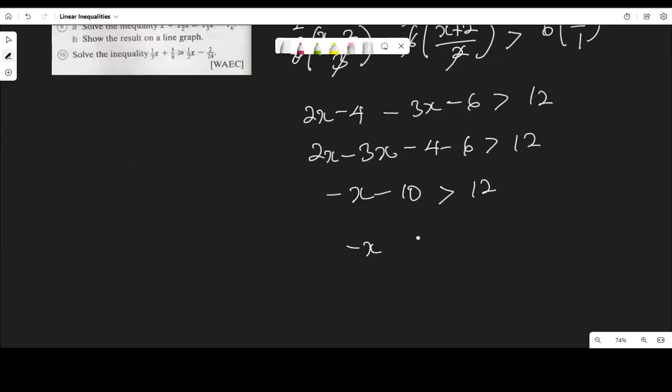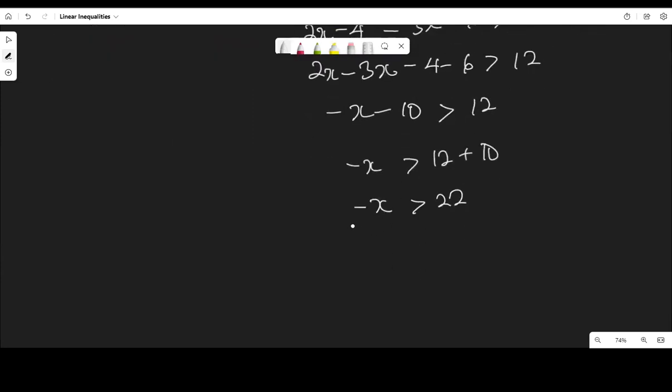Minus s is therefore greater than 12. This minus 10, when crossing this side, becomes plus 10. Minus s therefore is greater than 12 plus 10, which is 22. To get rid of this minus, I will divide both sides by minus 1. And when dividing by a negative number, we reverse the sign of inequality. So instead of greater than, it becomes less than. 22 divided by negative 1 is negative 22.